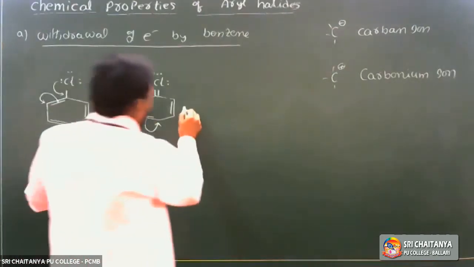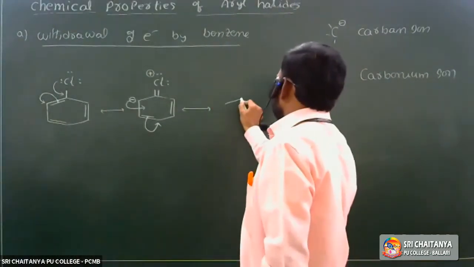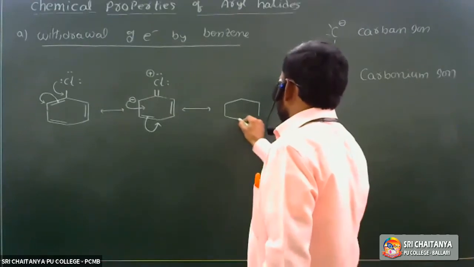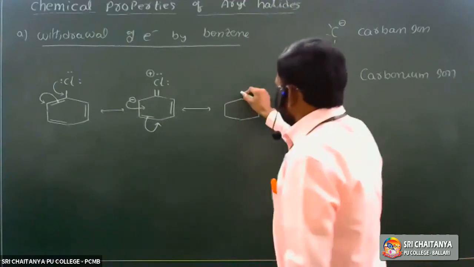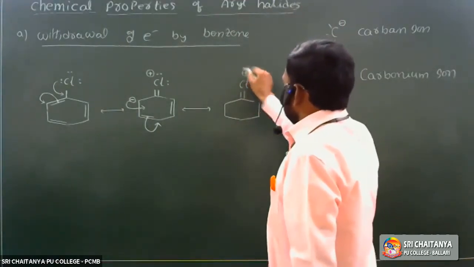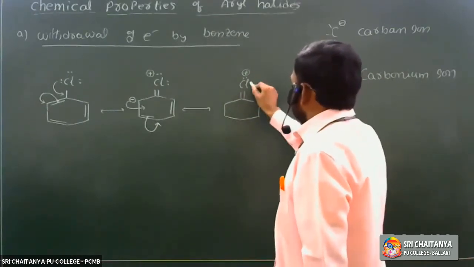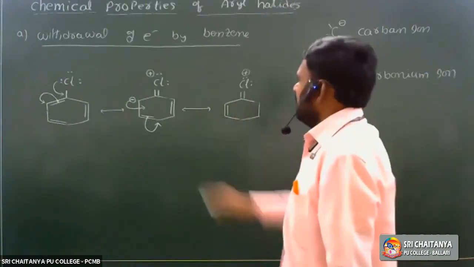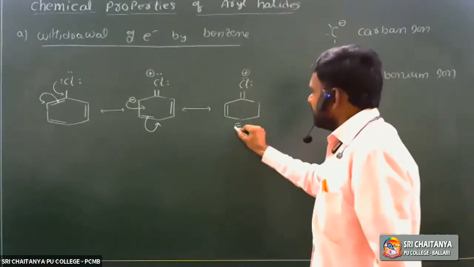Next, another resonance form. So it is the benzene ring. So here it is a double bond C, chlorine gets a positive charge. It has 2 lone pairs. Next one. So now here a pi bond is formed. Next, here pi electrons are shifted to this carbon, so it gets a negative charge.